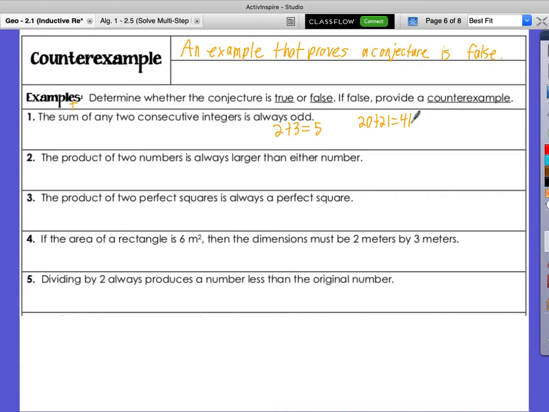Yes. Okay, let's try some different ones. Maybe 0 and 1. Do we still get an odd one? Yeah. 0 and -1. Is -1 odd? Yeah. So far, looks like it's true. -2 plus -3 is -5, is that odd? I really want it to be wrong. Okay, so is there a single time that you guys can think of when this is false? No. So it's true.